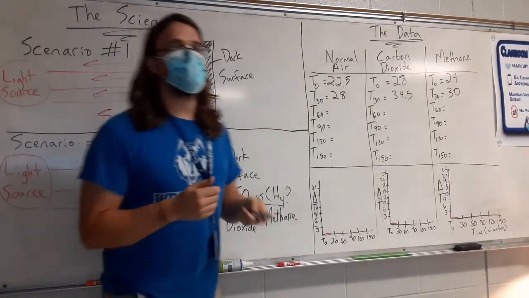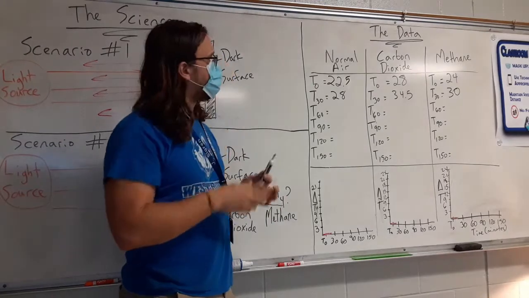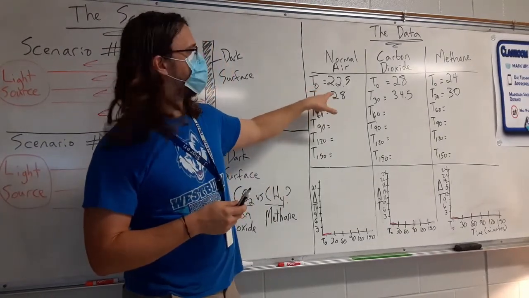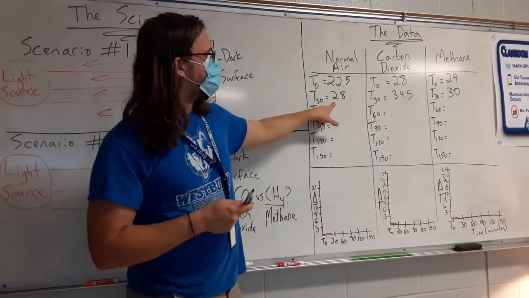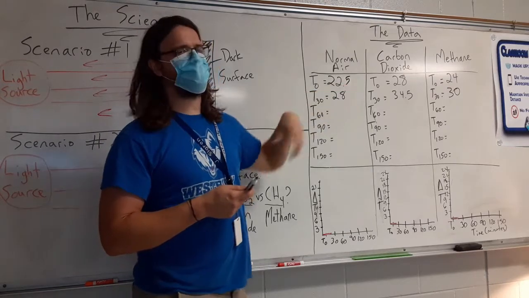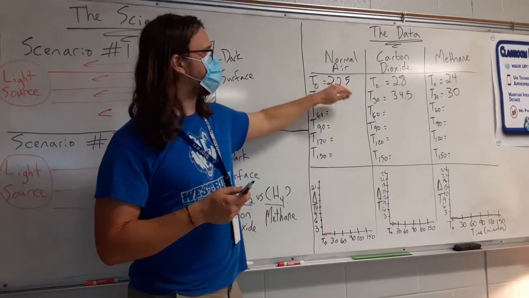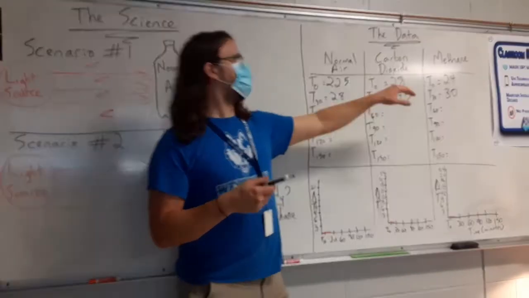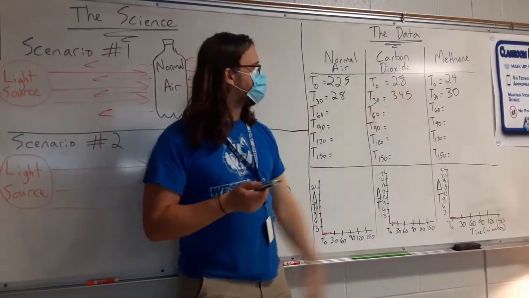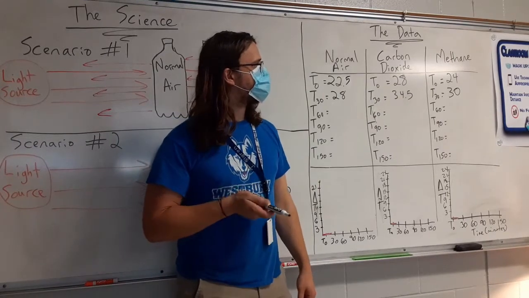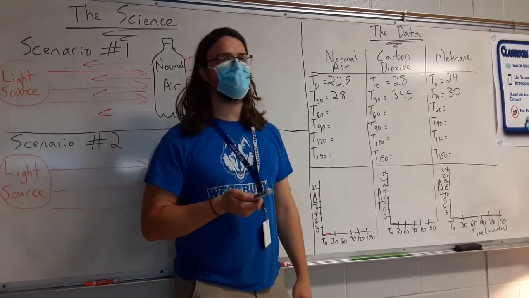All right, it's been 30 minutes, and so far our normal air, the temperature went from 22.5 to 28. I'm rounding just to .5. The thermometer's not that accurate, so if it seems like it's closer to the middle, I'll call it a .5. Carbon dioxide has gone from 28 to 34.5, and methane has gone from 24 to 30.